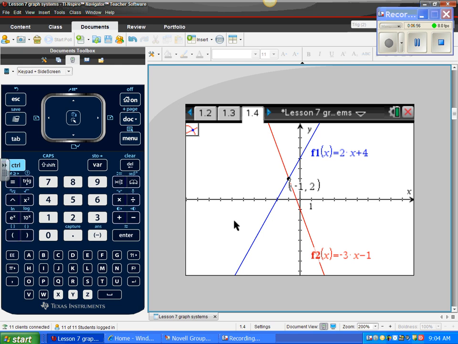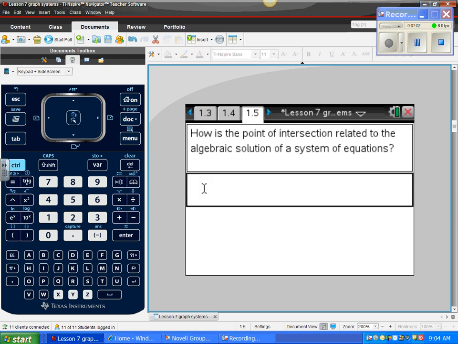Is my intersection point the same as my algebraic solution? Yes, it does. So how is the point of intersection related to the algebraic solution? It is the solution. The point of intersection is the solution to the algebraic system.